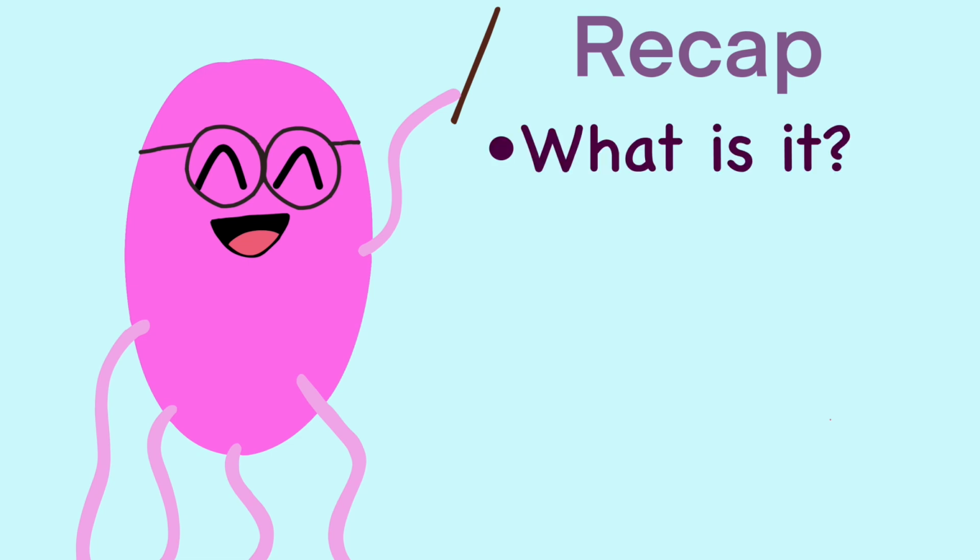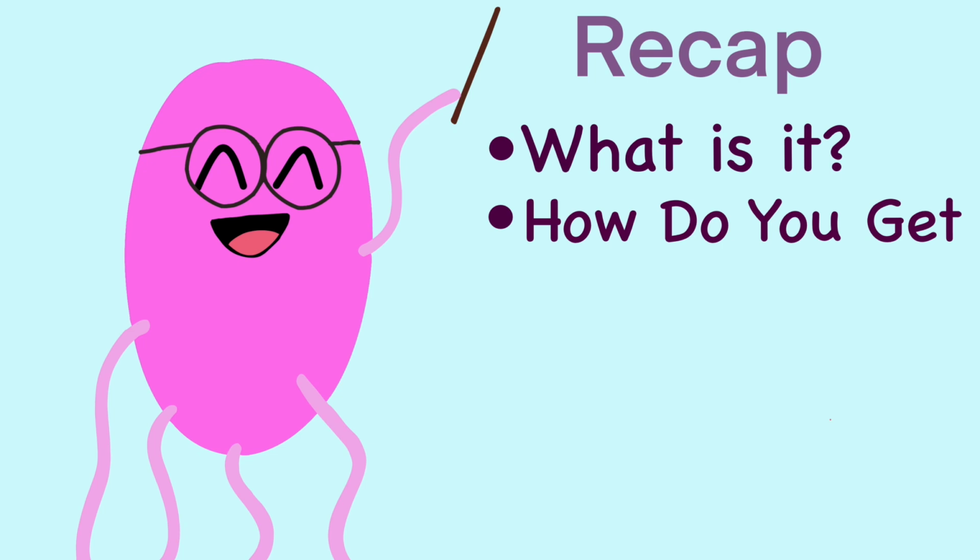Recap. What is it? E. coli is a bacteria that lives in the intestines of humans and animals and can be beneficial to us, but there are some strains that are harmful. How do you get it? You get sick from E. coli by ingesting contaminated food or water with the E. coli bacteria. Symptoms are usually mild, ranging from diarrhea, stomach cramps, but some strains like STEC can cause severe complications, like damaging the lining of the intestinal wall and affecting the kidney function.